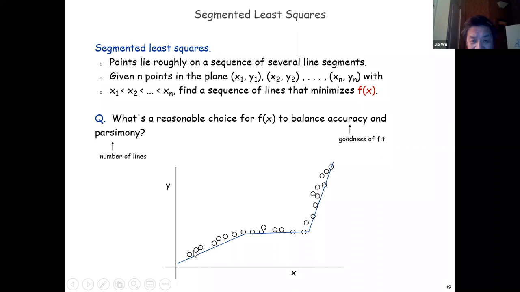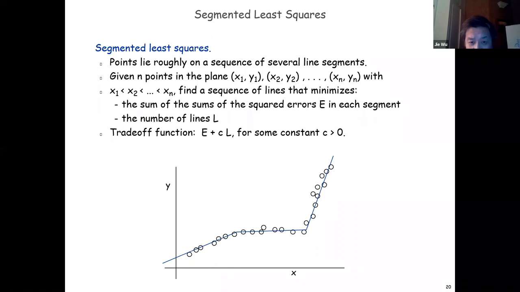Technically, you can use more lines to be more precise. But as you introduce more lines, it's more involved and costs a little bit more. So that's why there is a principle called balance between accuracy, which is goodness of fit, and in other words, parsimony. So it means the number of lines. Parsimony means that if you have two solutions for the same problem, you always want to use the simple one. This is an important concept we'll explain later.